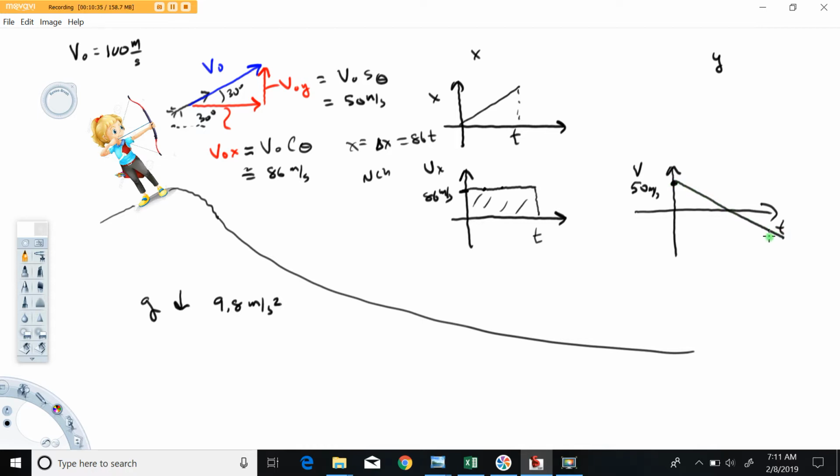and it's going to decrease like this. This 0 here occurs when the arrow is at the highest point in its trajectory. Right at that instant, the velocity in the y direction is 0. Then remember, the arrow starts coming back down, and what that means is the y component of the velocity vector is now negative. That's why we're down here on the graph.